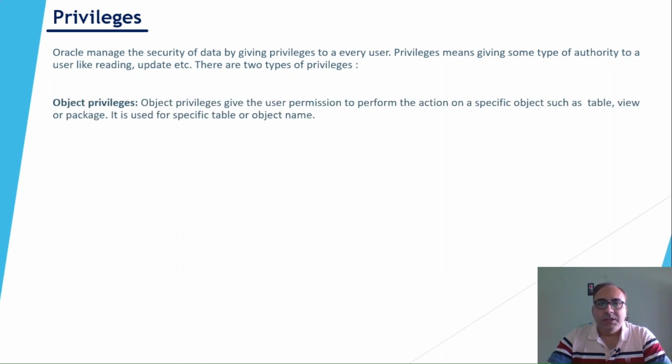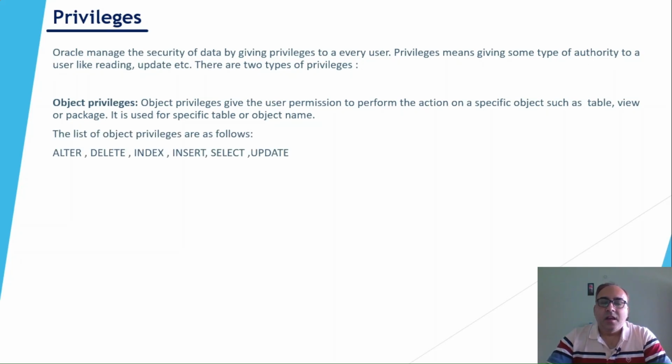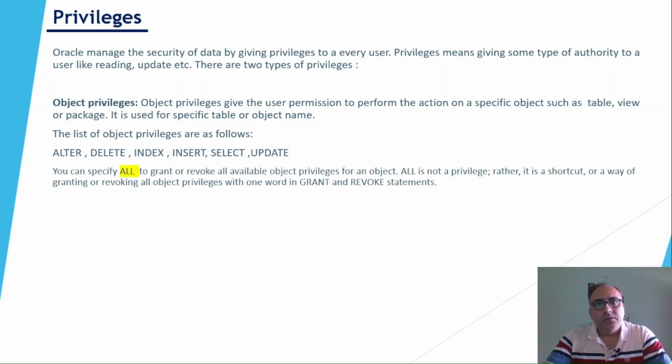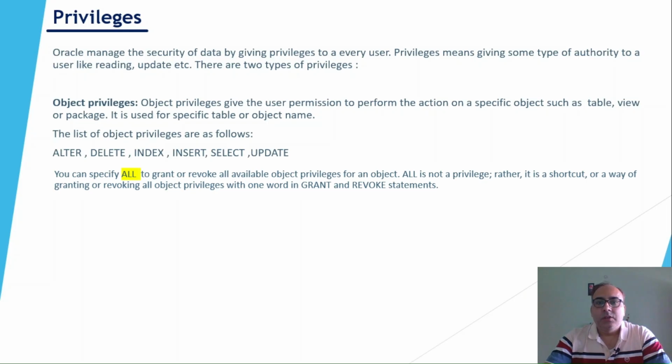One is object privileges. Object privileges basically give permission on one particular object such as a table, view, package, index, etc. So it is limited to one particular table or object name. Some object privileges are alter, delete, index, insert, select, and update. There is one keyword, ALL, which basically grants or revokes all available object privileges to one particular user. And this is quite useful.